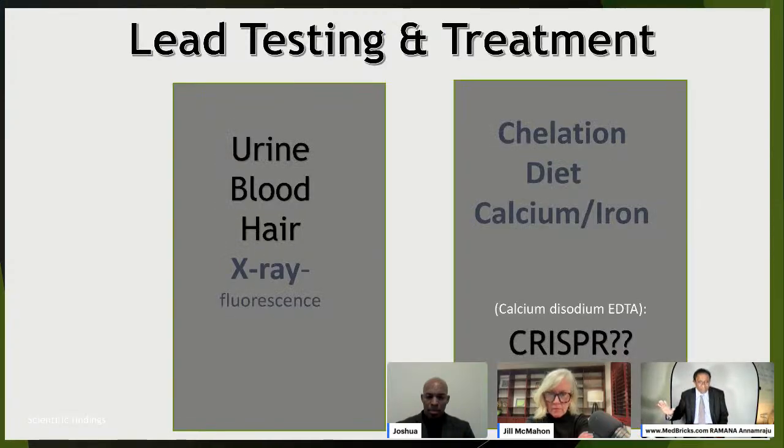The CDC says the way we test for lead is blood; you can also use urine, hair, and X-ray. You can find out about lead poisoning. There is not too much treatment there: chelation therapy, or diet, or calcium, which is a little bit complex. It's not CRISPR. Maybe gene editing is coming in the future, but it's very complex.